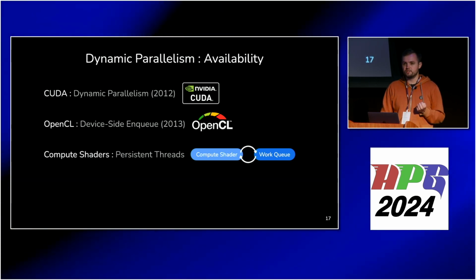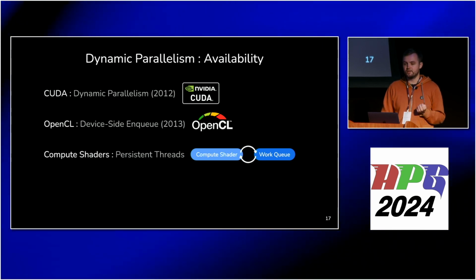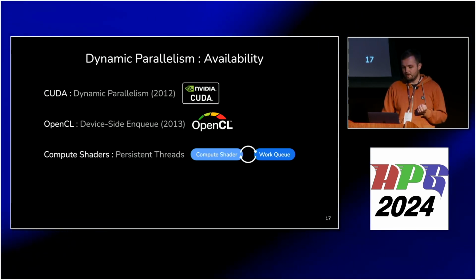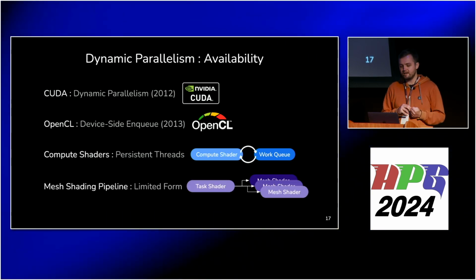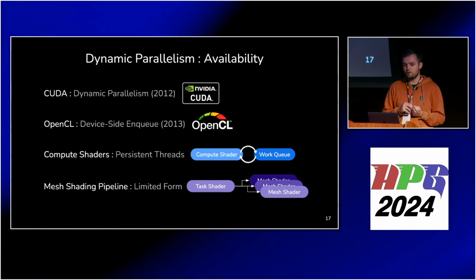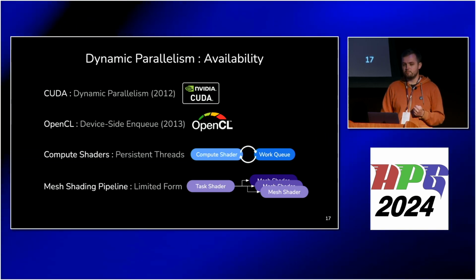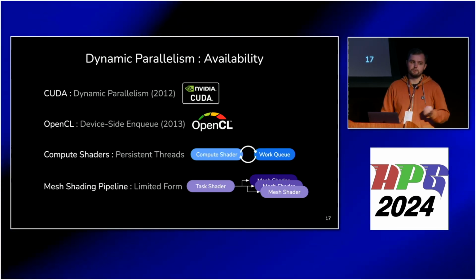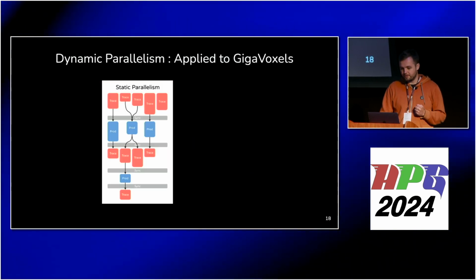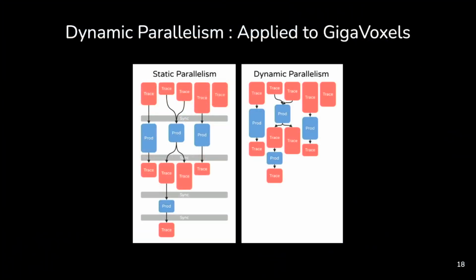It was, for example, featured in Neyret, and it was also showcased yesterday in the HPLock presentation. And interestingly, the mesh shading pipeline also introduced a very limited form of dynamic parallelism, with the task shader being able to launch a variable number of mesh shaders, but you only get one level of expansion, so it's very limited. And so if we apply dynamic parallelism to GigaVoxels, we can get rid of all those synchronization points. Now voxel production can start as soon as a ray needs it, and similarly, as soon as the production is finished, ray tracing can resume.